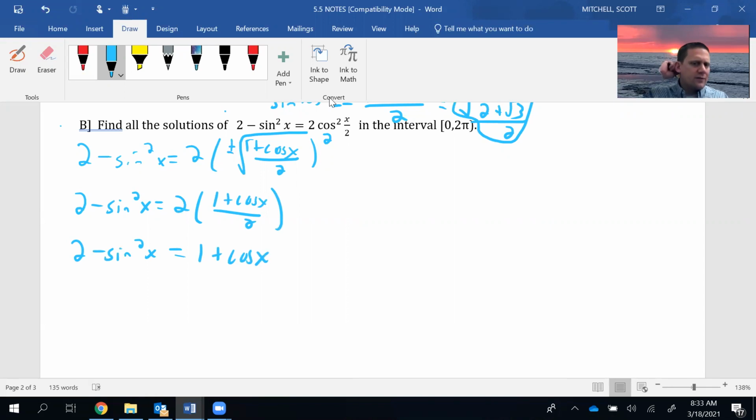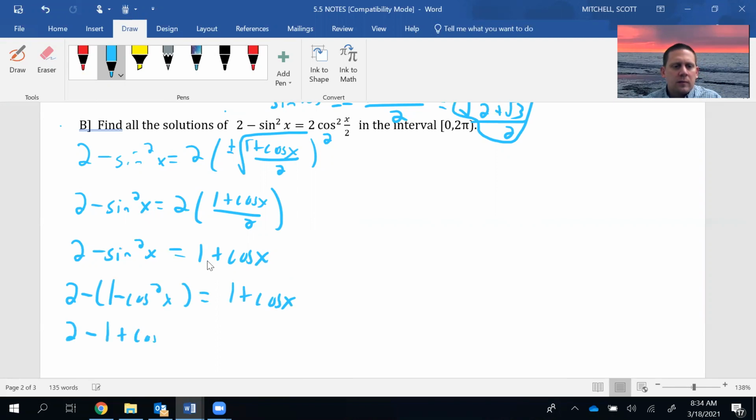And now we have to ask ourselves, we have sine and cosine in our problem. Is it easier to convert cosine into sine or sine squared into cosine squared? All right, so we're going to convert this into 1 minus cosine squared, because it is much easier to convert the squared one using the Pythagorean identity, right? We've used that a lot. So let's simplify. So you're going to have 2 minus 1 plus the cosine squared equals 1 plus the cosine of x.